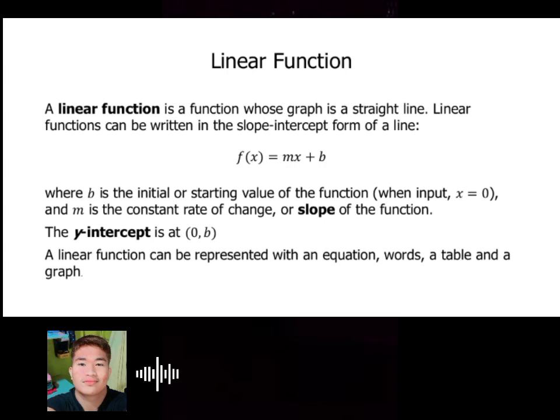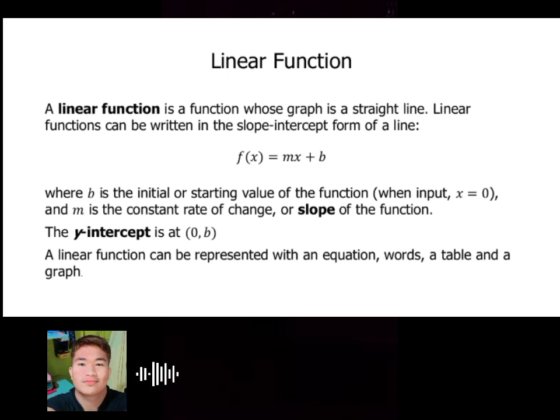A linear function can be written in the slope-intercept form of a line, in the formula f(x) = mx + b, where b is the initial or starting value of the function, when the input x equals 0, and m is the constant rate of change or slope of the function. The y-intercept is at (0, b).